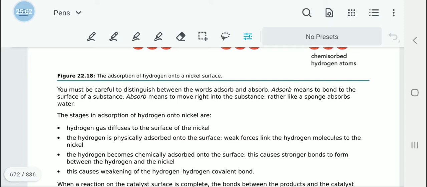Now in adsorption of hydrogen, hydrogen gas would diffuse to the surface of the nickel. So they are physically attached or adsorbed onto the surface. There would be very weak forces that would link the hydrogen molecule onto nickel. So when hydrogen becomes chemically adsorbed, that results in stronger bonds produced between each individual atom of hydrogen and nickel. Then the hydrogen-hydrogen covalent bond weakens and they almost separate.